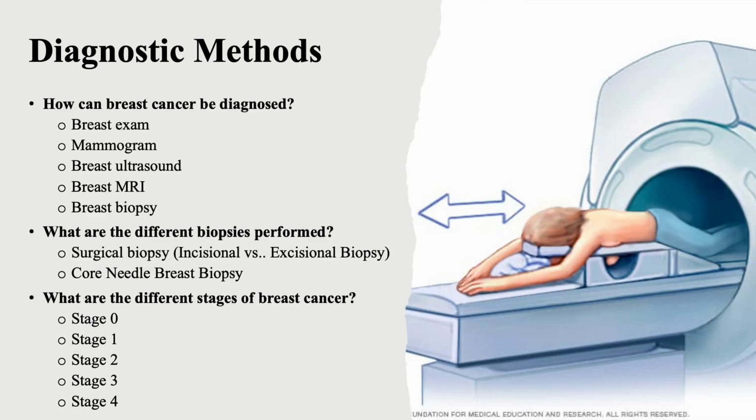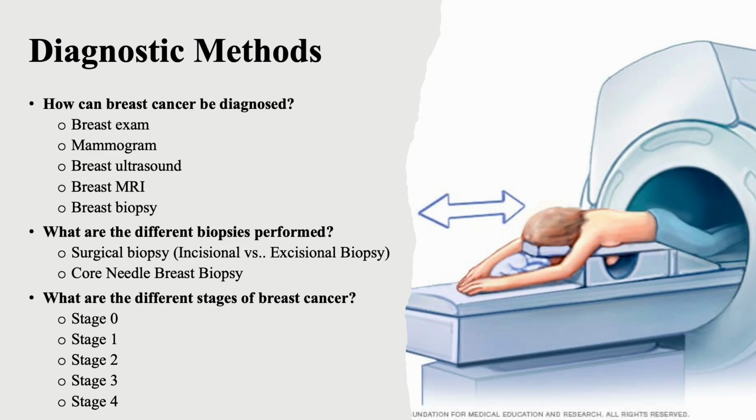Another type of biopsy, and this is actually the most common type of biopsy performed, is a core needle breast biopsy. And this type of biopsy uses a very large needle that is inserted through the skin and into the mass. They draw a little bit of the mass, and then they mark the spot with a magnetic marker to show where they took the sample from, and it will also show up on X-rays.